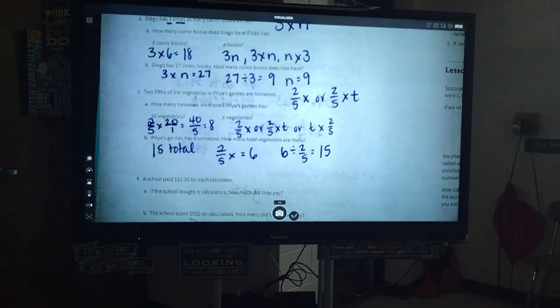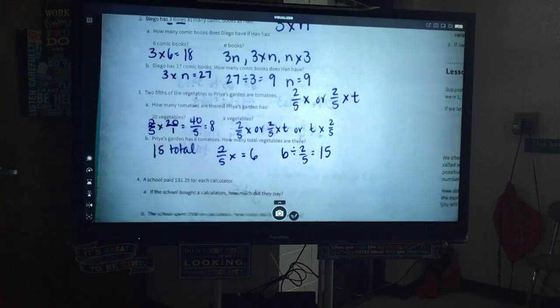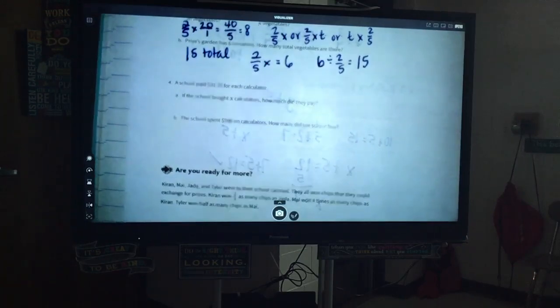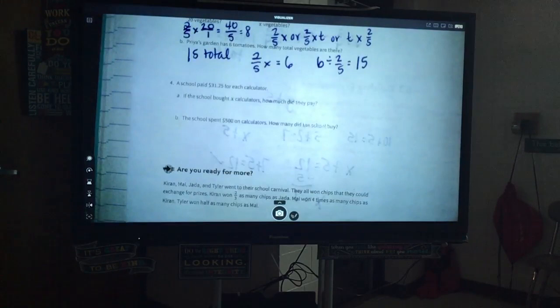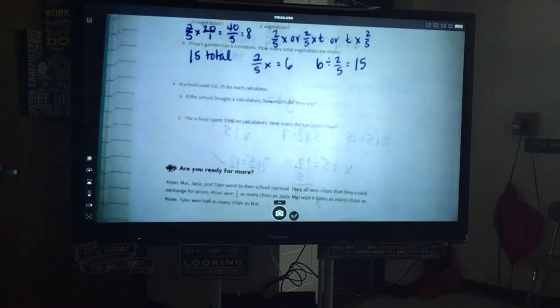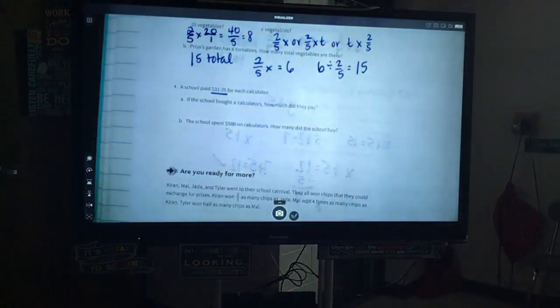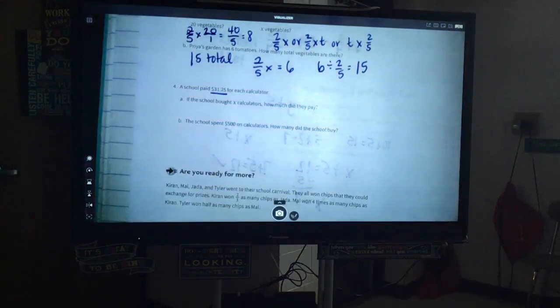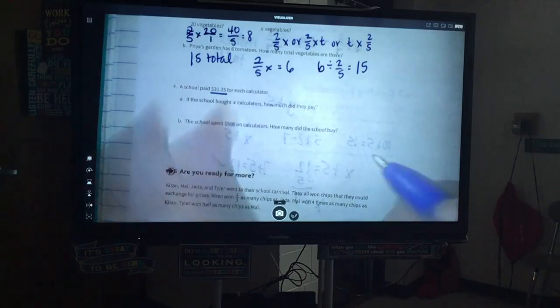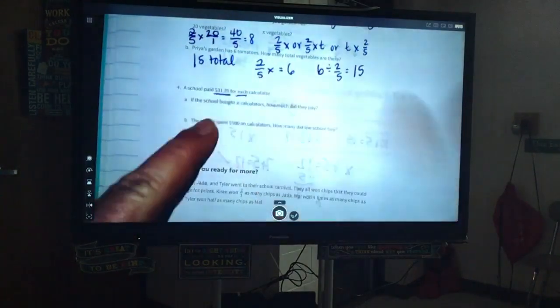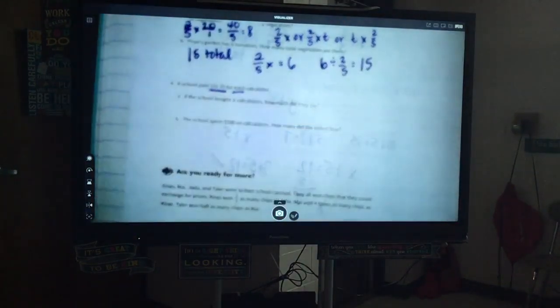Okay? Last one, number 4. Says a school paid $31.25 for each calculator. If the school bought X calculators, how much did they pay? All right, so we know that we're going to be using $31.25 for each calculator. What operation are we doing based off of a keyword in there? Mikhail? Because of what word? Each. All right, so for 4A, what does your expression look like?